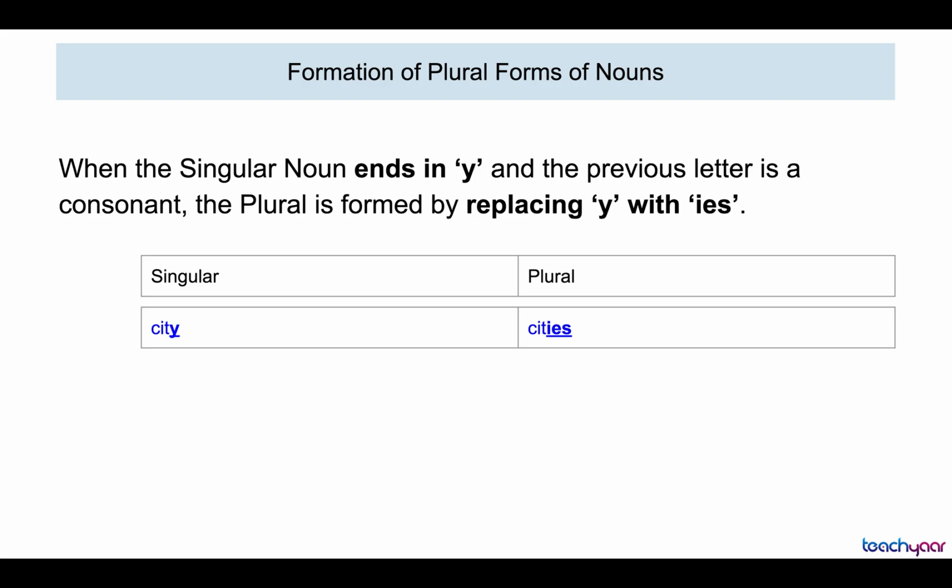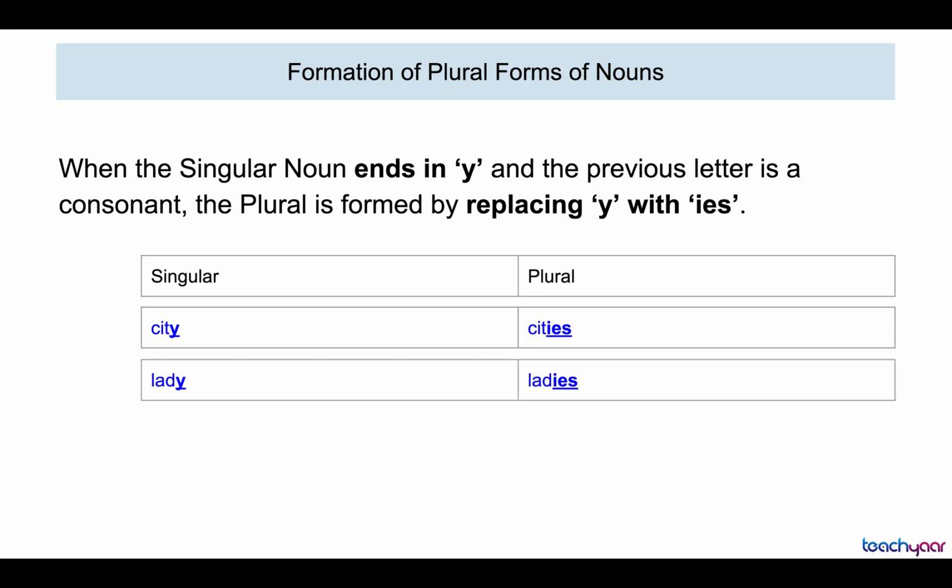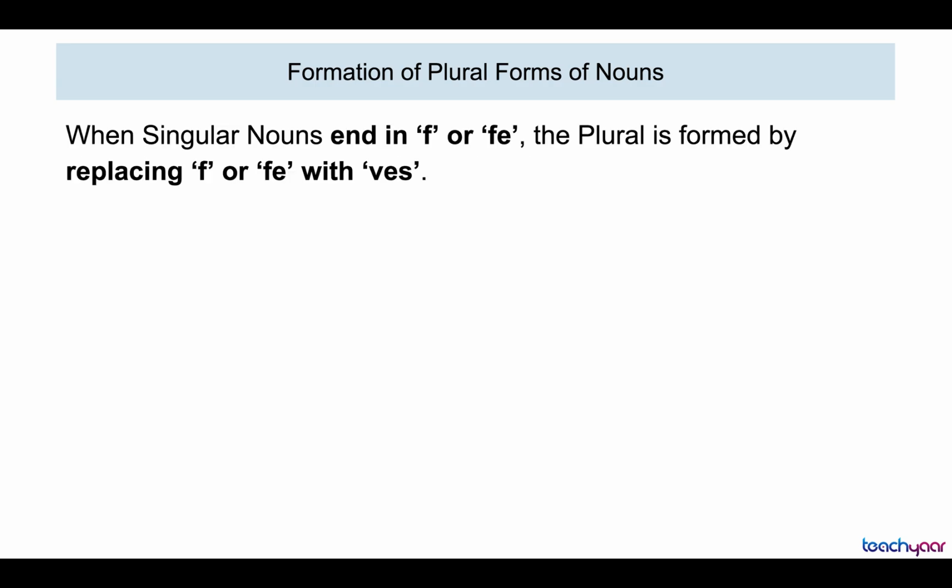So cities. Lady. It ends in Y. The previous letter is a consonant D. So we remove the Y and add IES. When singular nouns end in F or FE, the plural is formed by replacing F or FE with VES.